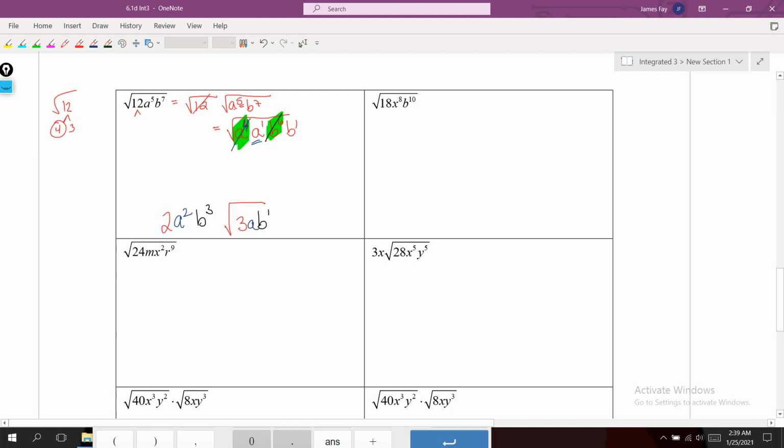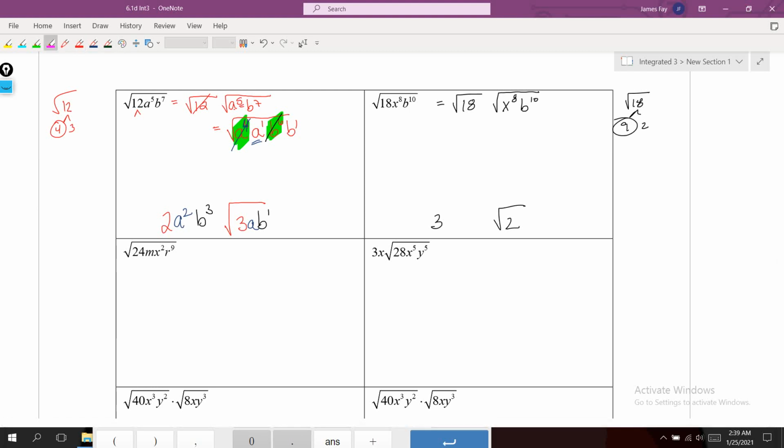Let's go over here to do the same thing with this one. So separate them. Got radical 18. And then x to the 8th, b to the 10th. So 18, that's 9 and 2. 9's a perfect square, so that's going to come out as a 3. And then 2 stays underneath the radical.